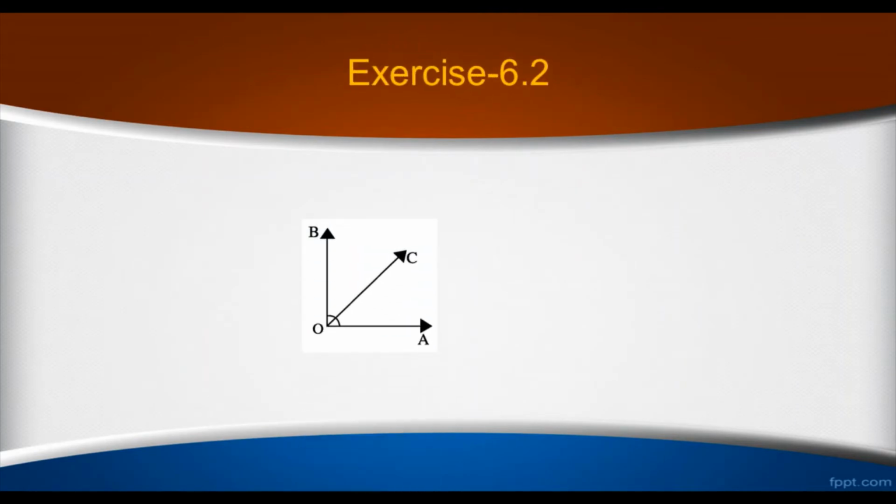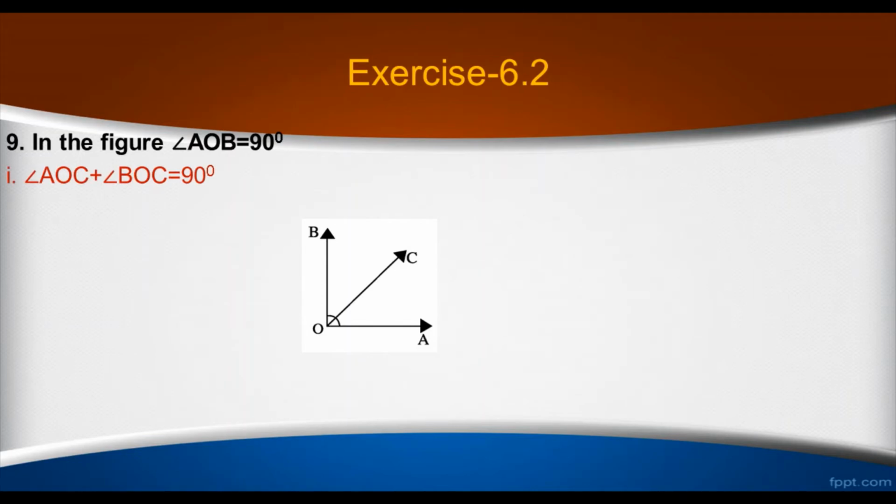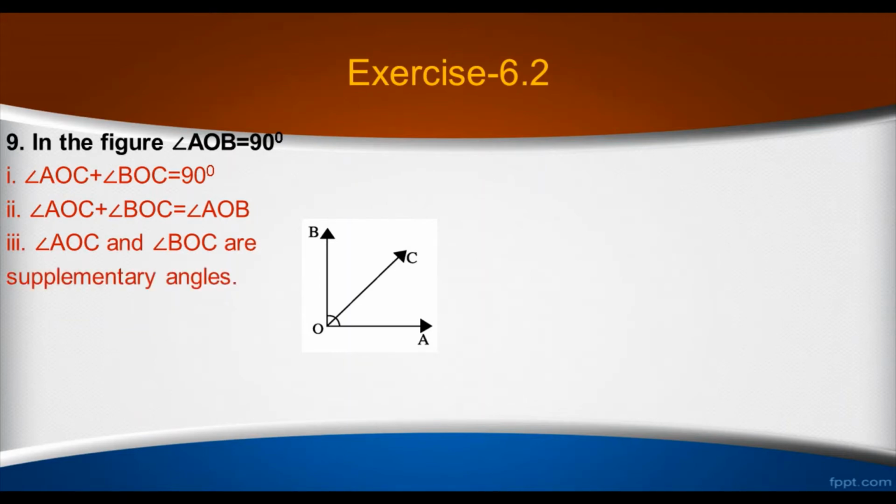Now, question number 9. In the figure, angle AOB, you can see, is 90 degree. Now the options are: A, angle AOC plus angle BOC is 90 degree, as you can see, AOC and BOC. Option B, angle AOC plus angle BOC equals angle AOB. And option C, angle AOC and angle BOC are supplementary angles. So the question is, which one is correct?